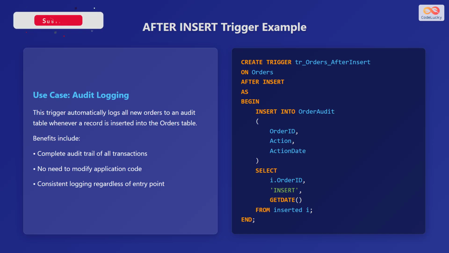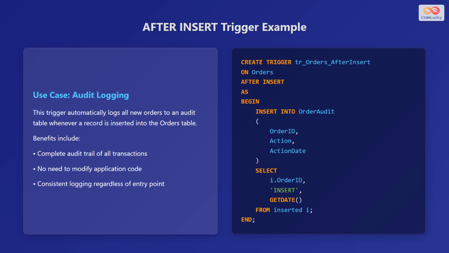Let's consider an example of an after insert trigger, specifically for audit logging. This trigger automatically logs all new orders to an audit table whenever a record is inserted into the orders table. The benefits of this approach include a complete audit trail of all transactions, the removal of the need to modify application code, and consistent logging regardless of the entry point.